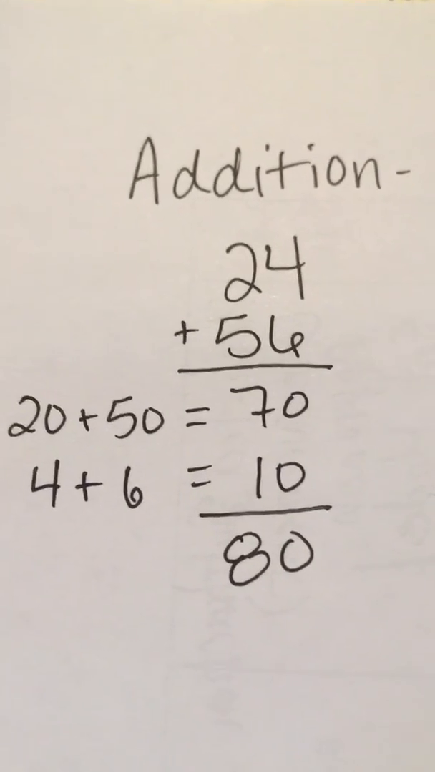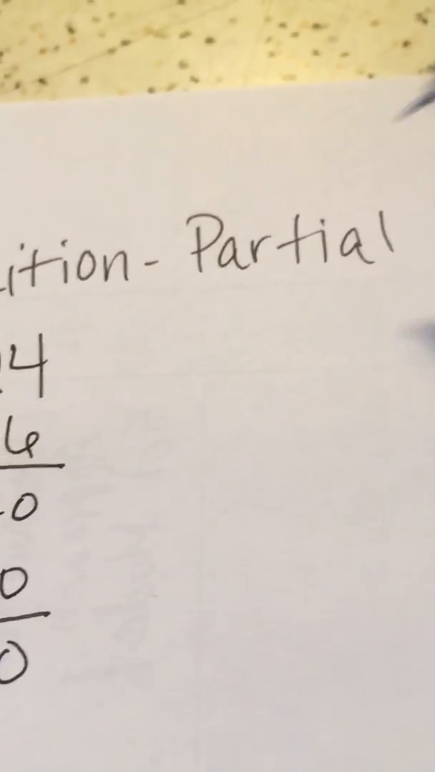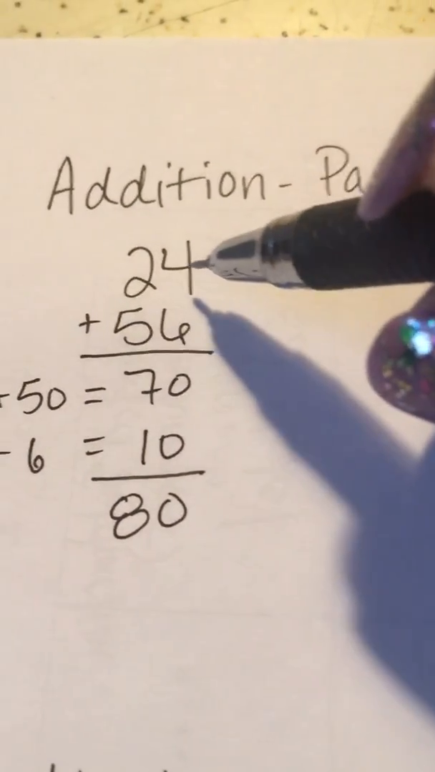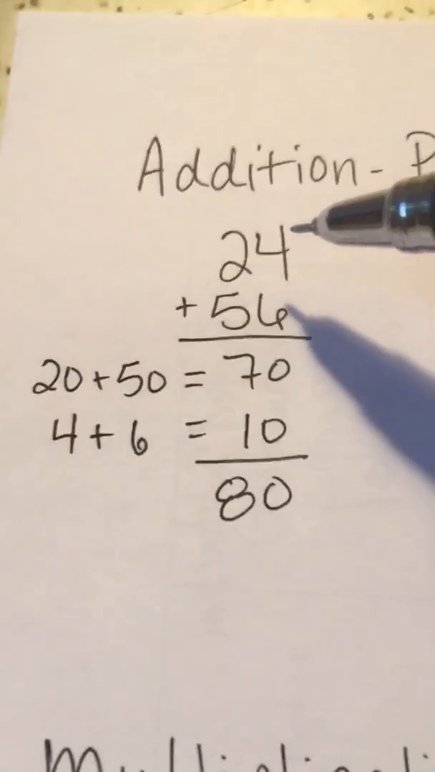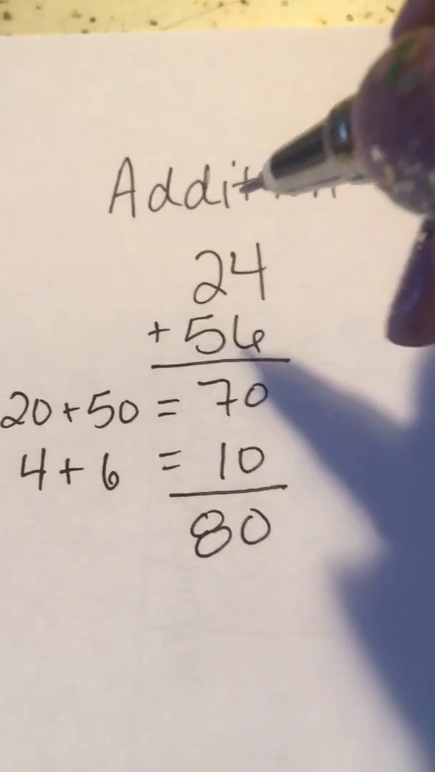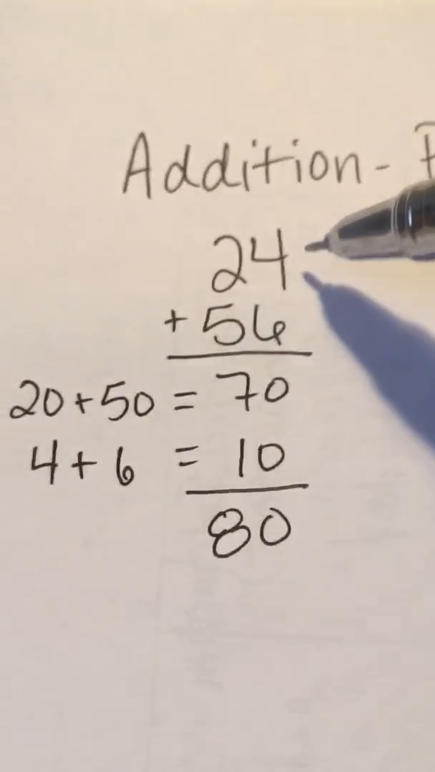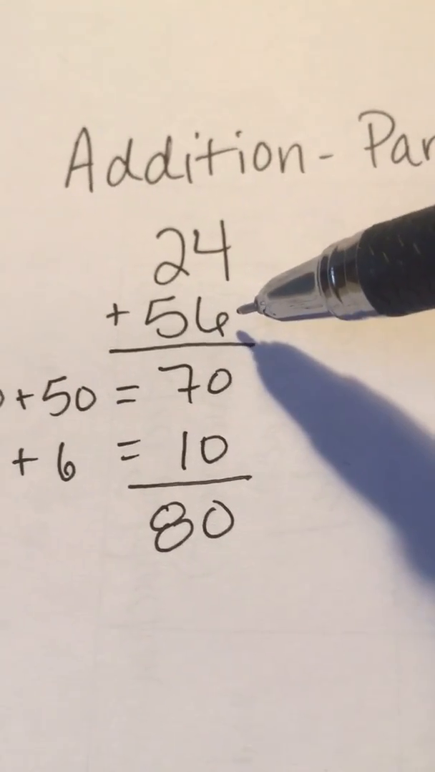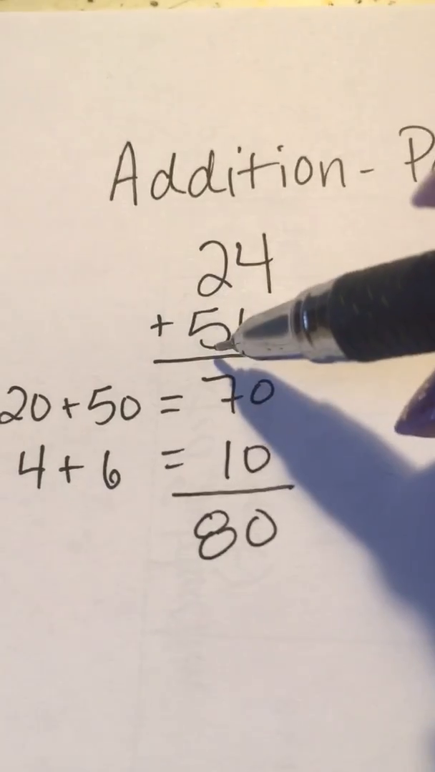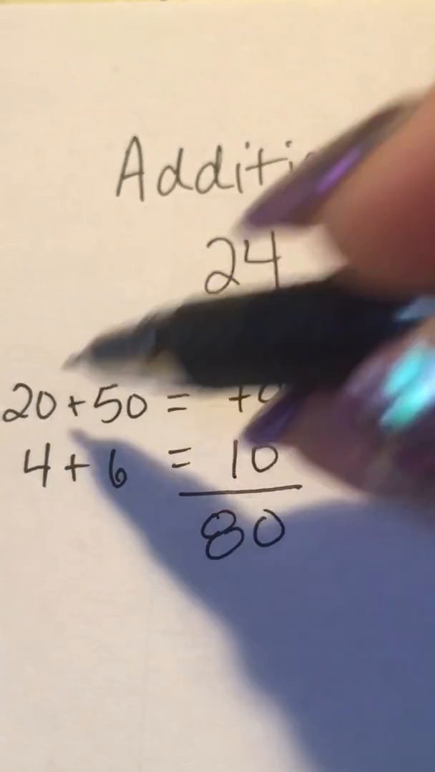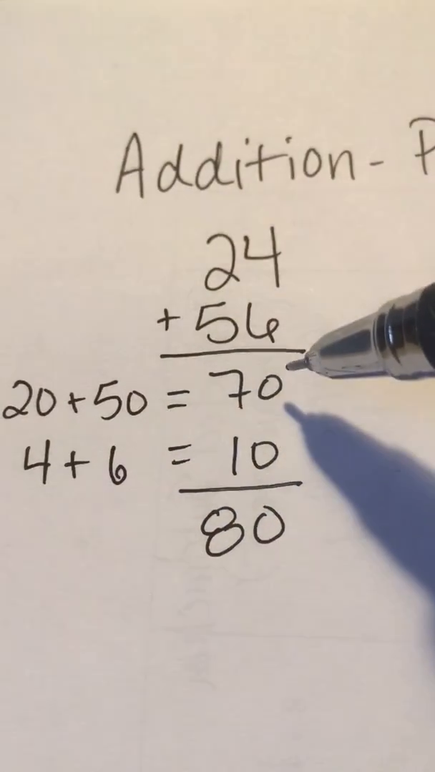We're going to do addition using partial sums. To find the solution to our problem, and I've worked it out ahead of time because I don't have any special equipment, if we had 24 plus 56, we're going to take the tens and add them together, and we're going to get 20 plus 50, and that is 70.